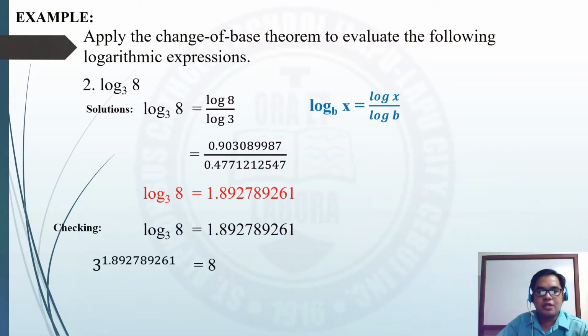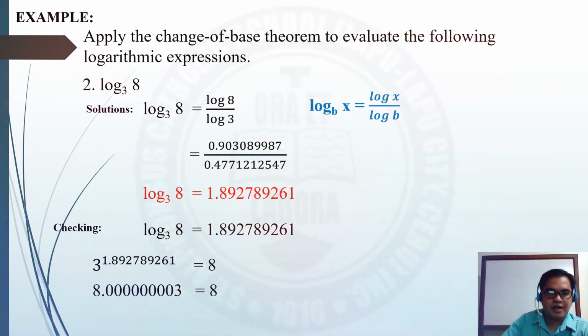1.89278961. After that, you're going to transform this logarithmic form into exponential form, and it would become 3 raised to 1.89278961 equals 8. Now, simplify this expression, and it will become 8.00003, or simply 8 equals 8, meaning to say that 1.89278961 is the equivalent value of the logarithm of 8 to the base 3.